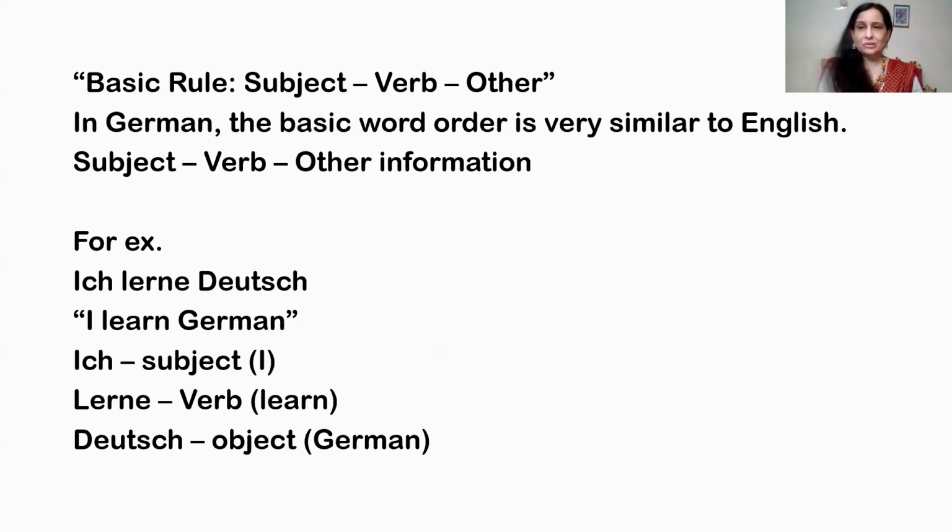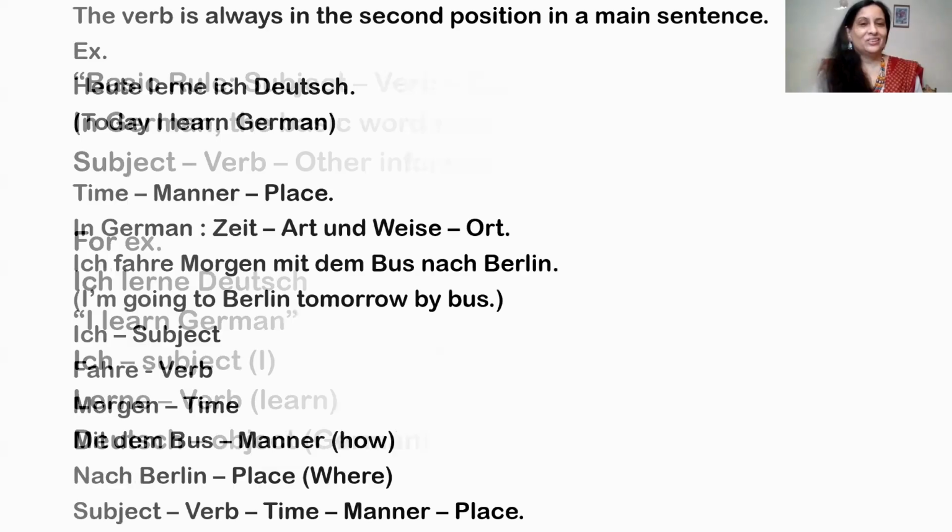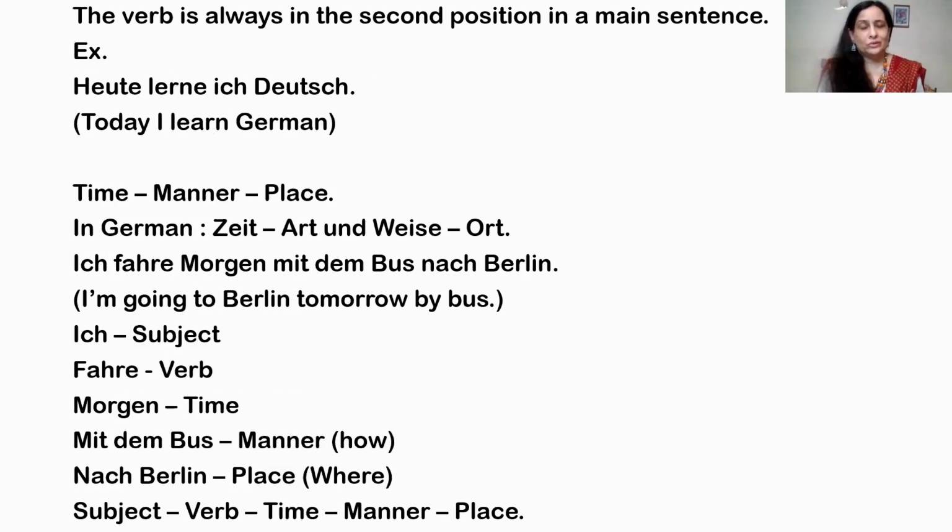Now suppose, Ich lerne Deutsch, meaning I learn German. Here ich is the subject, lerne is the verb, it means learn, and Deutsch is the object, which means German. Okay, we'll see some more also. The verb is always in the second position in a main sentence. So this is very clear.